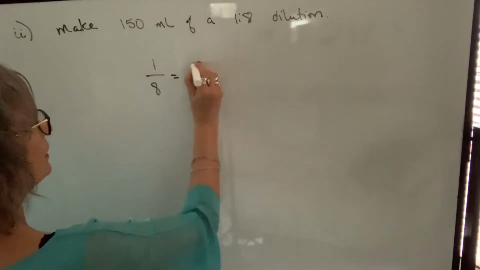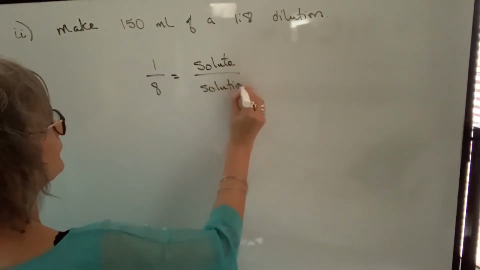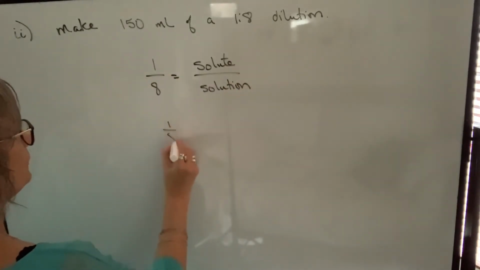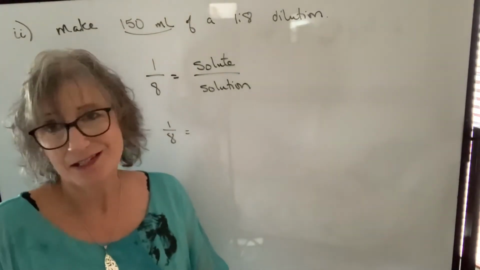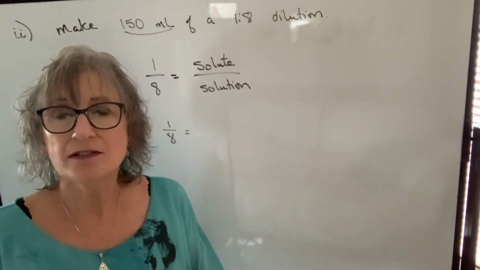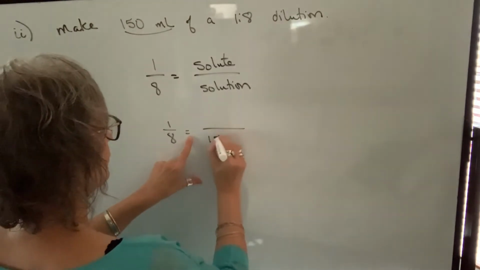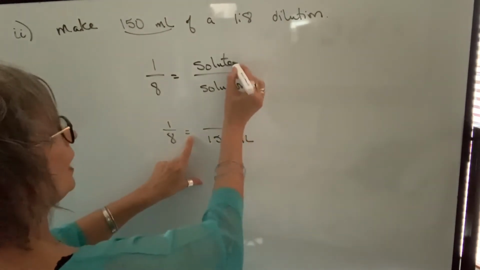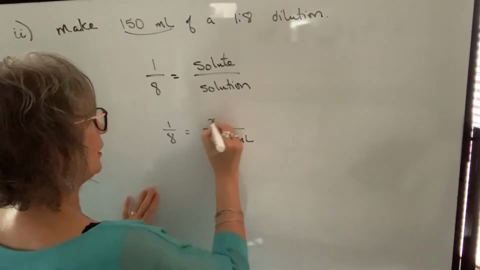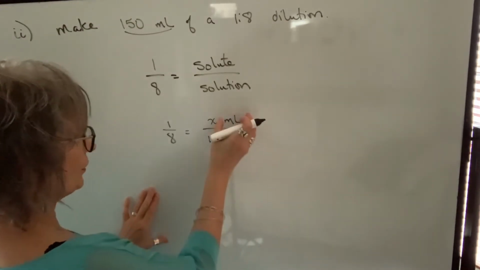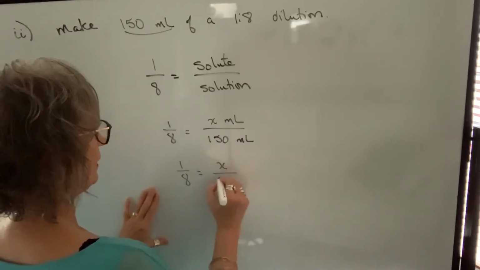And that has to equal the solute over the solution. So then we determine what it is we know. We want to make 150 milliliters of a 1 to 8 dilution, let's say serum with saline. So that means we're going to end up with 150 milliliters of solution. So this will be 150 milliliters. So we want to know how much serum or solute we're going to need to make that solution. So that's going to be our unknown. We can drop the units. We know that they're both going to be in the same unit of milliliters. So 1 to 8 will equal x over 150.